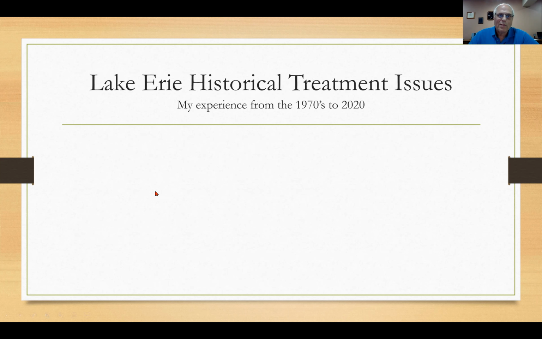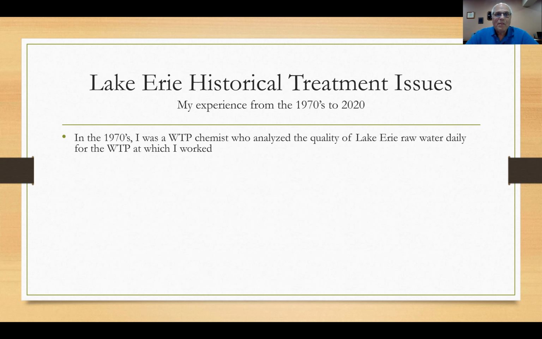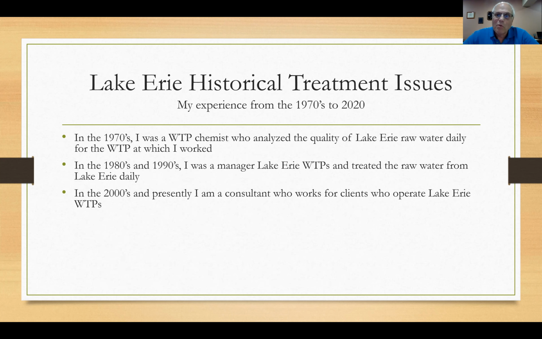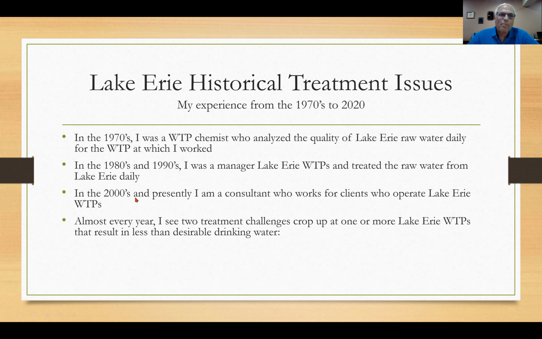Let's talk about that, so that we can set the historical timeline for ourselves. I'm going to talk a little bit about my experience from the 1970s to 2020, this year right now. That means I've been around for 45, almost 50 years now, and in that time I've seen things change. So let me talk about that. It'll be interesting to know what happens 10 or 20 years from now. When I started in the 70s, I was a chemist. So I analyzed the quality of Lake Erie water daily at the water plant that I worked. Of course, in the 80s and 90s, I worked as a manager of several Lake Erie water treatment plants. So I treated the raw water daily. And then from 2000 on to present, I'm a consultant. So I work with clients who operate Lake Erie water treatment plants. So I've been around to see how things have stayed the same and how things have changed. And I need to talk about that a little bit so that you have some timelines to work with here.